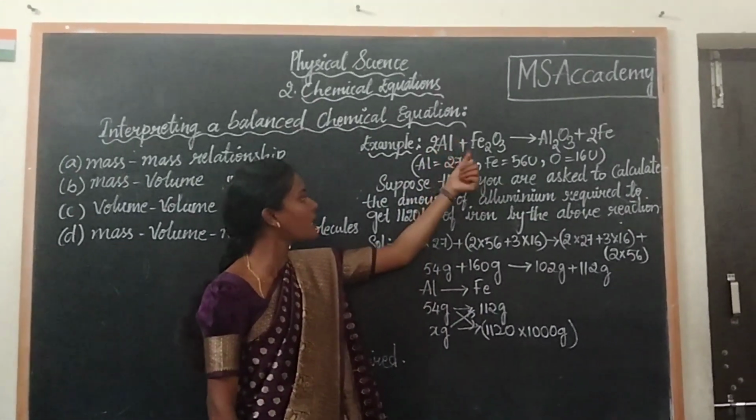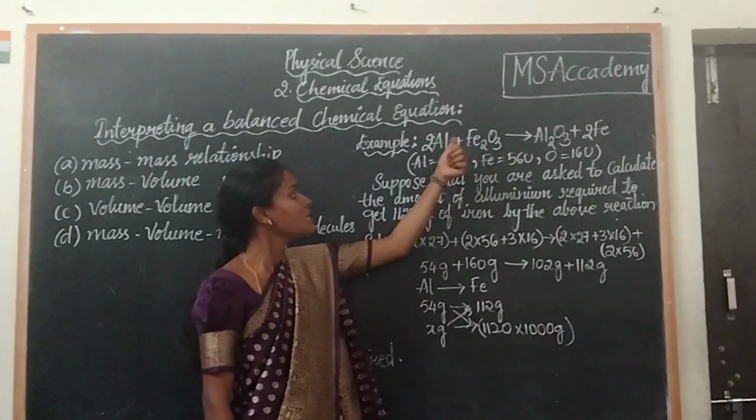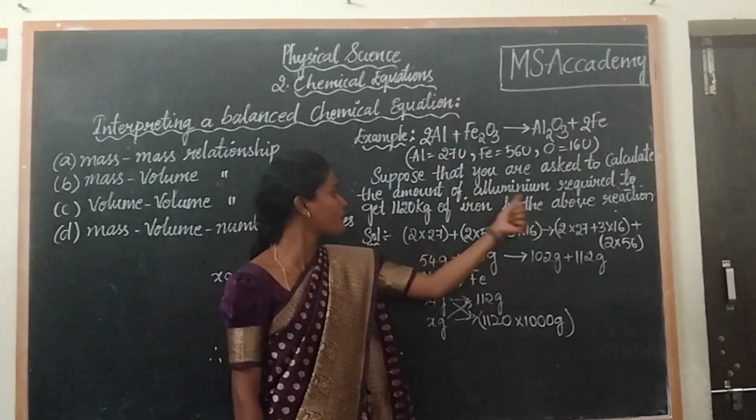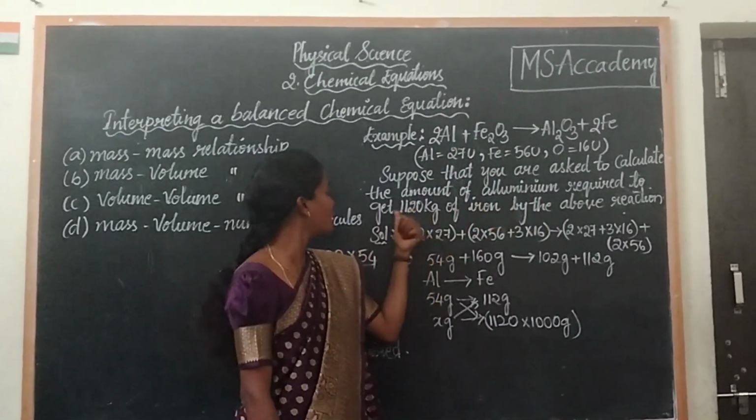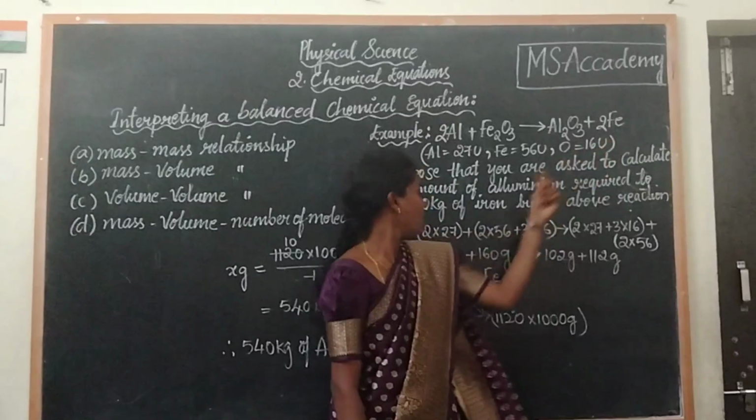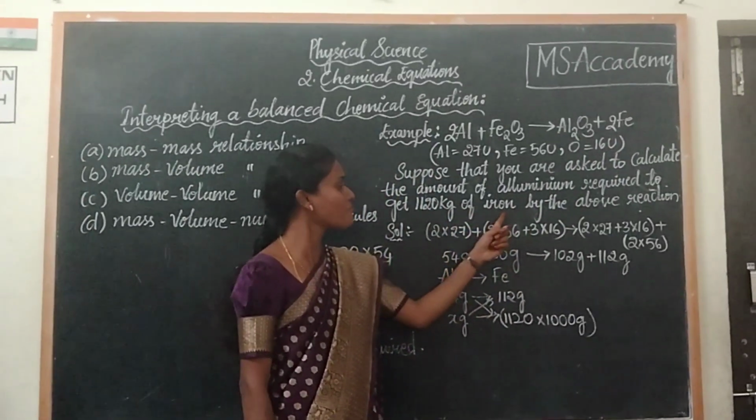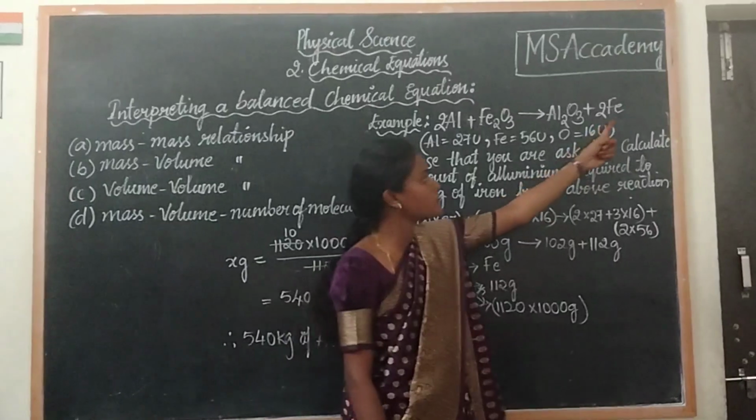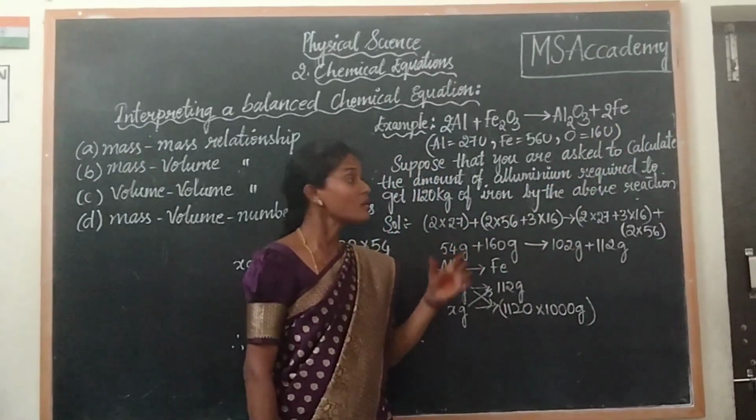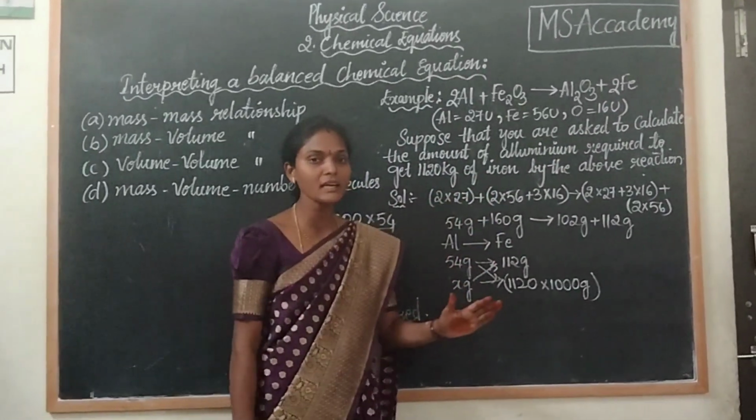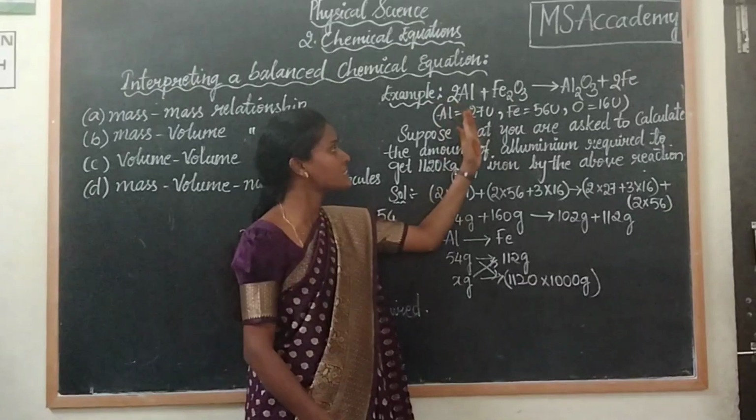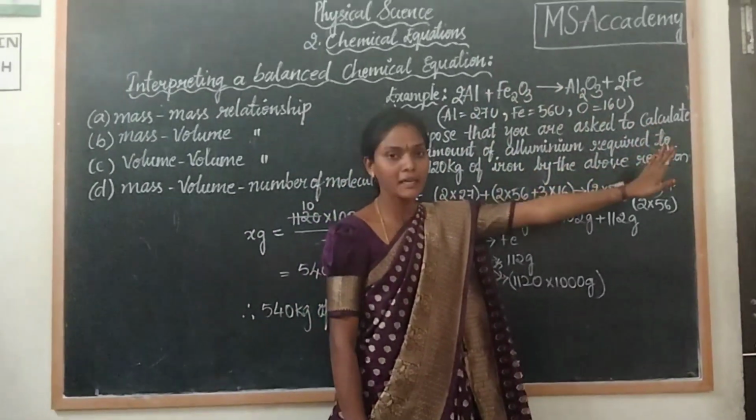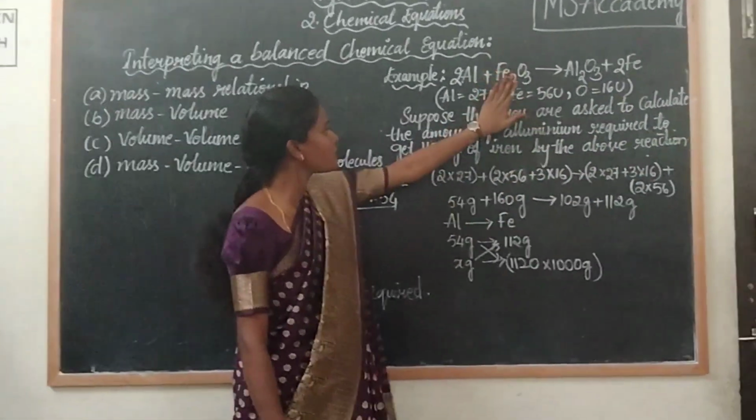It is very clear that aluminium is present on the reactant side. How much aluminium is required to get 1120 kg of iron? Iron is present on the product side. So in the question, it is clear that he is comparing aluminium with iron. Now, substitute the values.